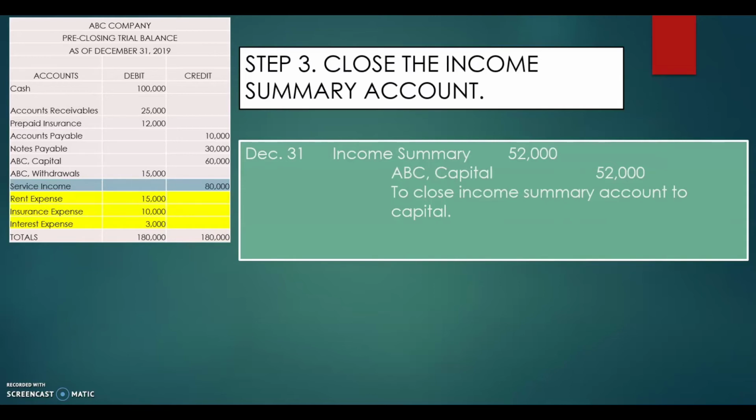To close our income summary account, our closing journal entry will be debit income summary account 52,000 and credit ABC Capital 52,000. Notice that our net income increases our ABC Capital by 52,000. This is because of our income or net income.